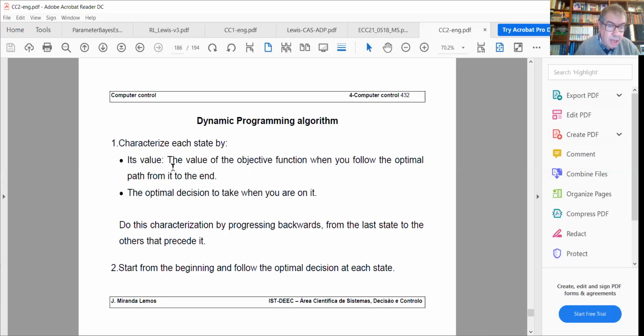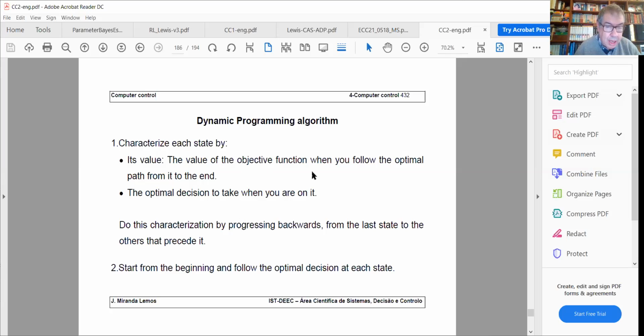Now, you imagine that you consider all possible states, and that you assign the value to each of the states. Then you can also compute, as we are going to see, the optimal decision to take when you are at this state. Okay? So the idea is that you just select the sequence of controls that minimize or optimize the objective function starting from the state, which is the value.